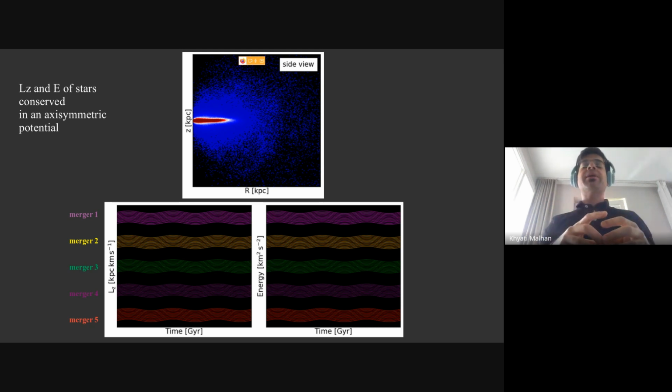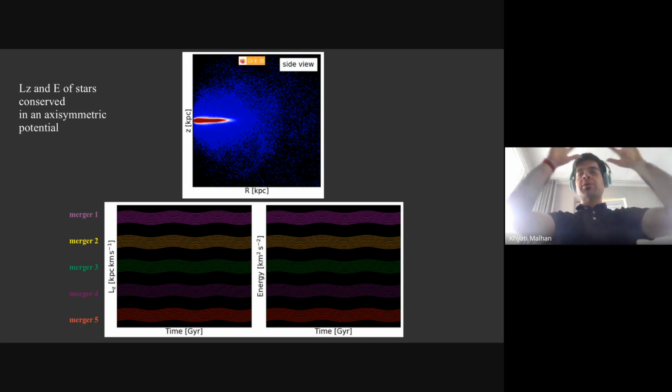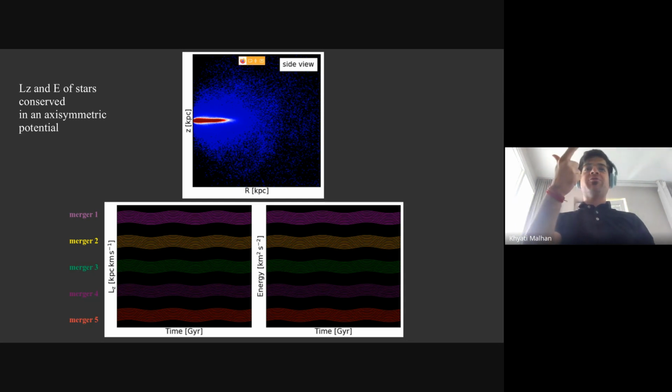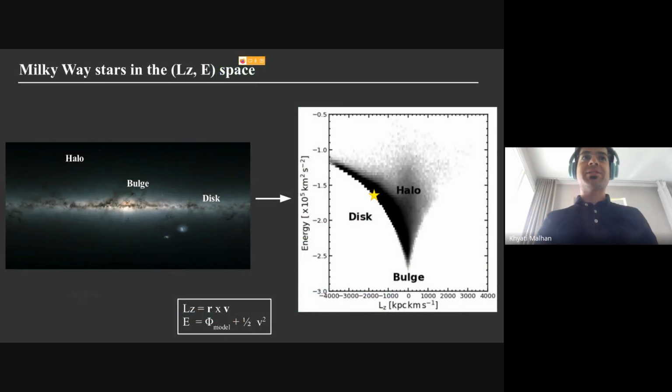So let's imagine a scenario where we had no disk. It was just an approximately spherical distribution of stars and dark matter halo. Then the total angular momentum and the energy would be conserved, because we know that in a perfectly spherical potential, the capital L and the E are conserved. But because of the presence of the disk, the Milky Way potential ends up being axisymmetric. So not the total angular momentum, but just the Z component ends up being conserved, if that makes sense. Yes, good question.